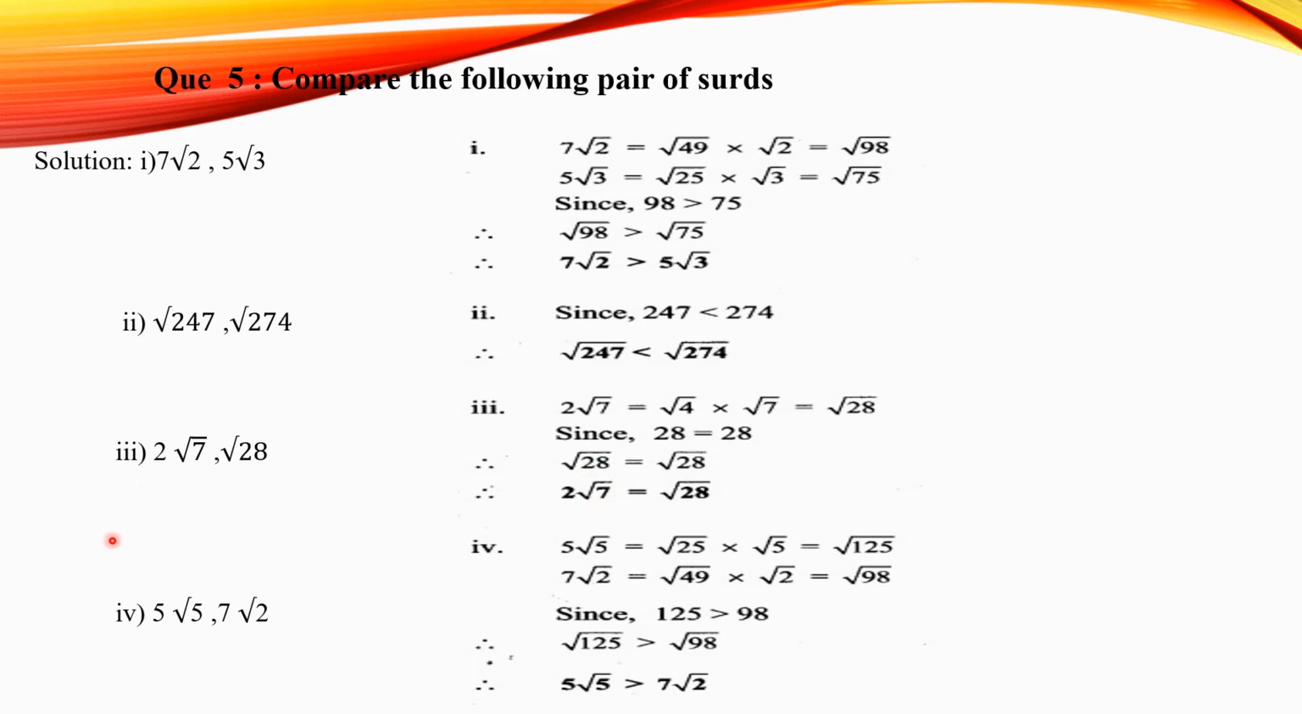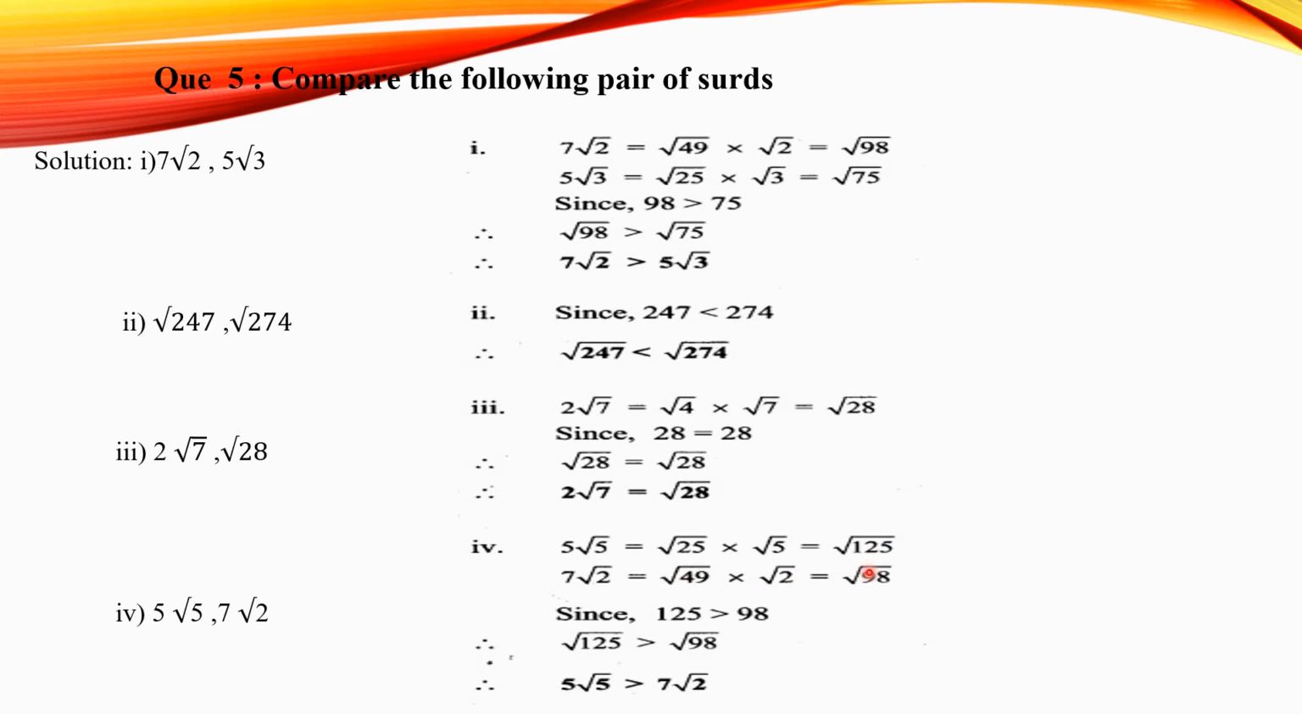Question number 4. 5 root 5 and 7 root 2. When we take 5 inside the square root, it will be 25. So square root of 25 multiplied by square root of 5, which is equal to square root of 125. 7 root 2 can be written as square root of 49 multiplied by square root of 2, which is equal to square root of 98.